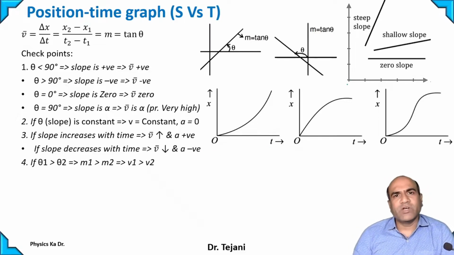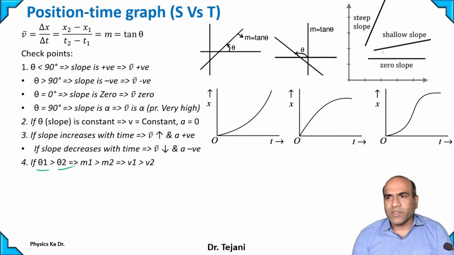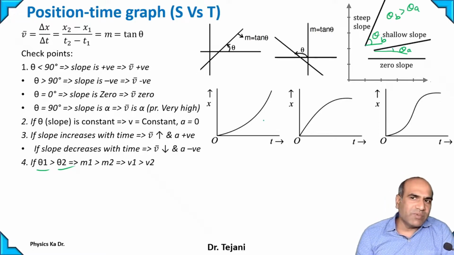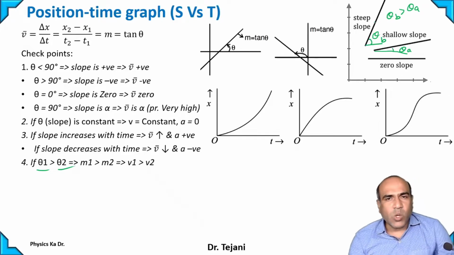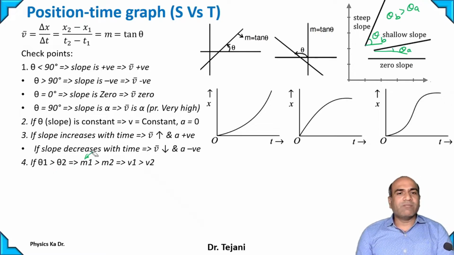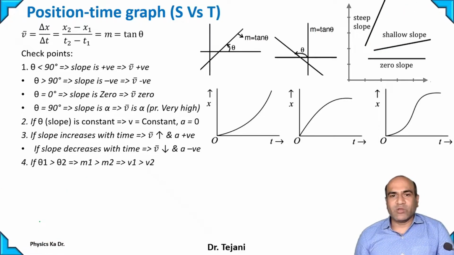And the last checkpoint, when there is a comparison between two lines, so if we compare theta 1 and theta 2, just see this drawing, top right-hand curve. The shallow slope we can say is theta A, and the steep slope is theta B. We know that theta B is greater than theta A. That means the theta B slope represents higher velocity. A steep slope represents higher velocity. A bigger slope has a bigger velocity. So these four you need to remember.